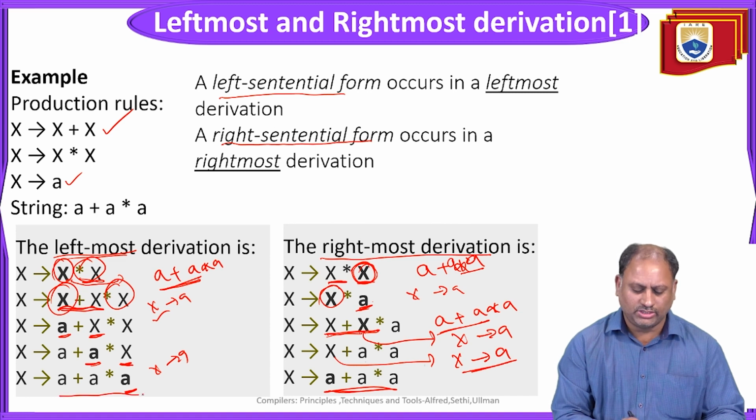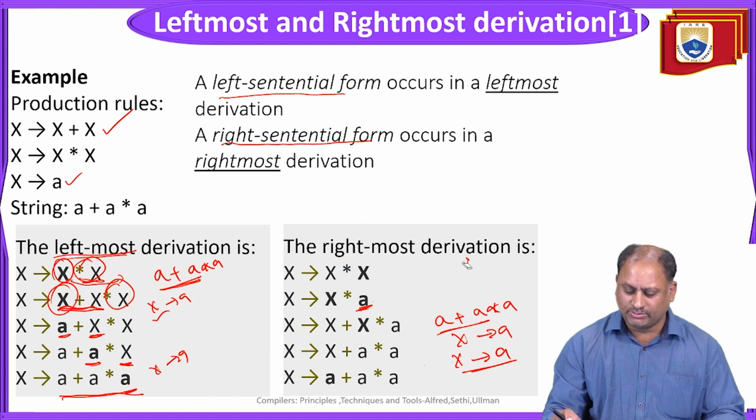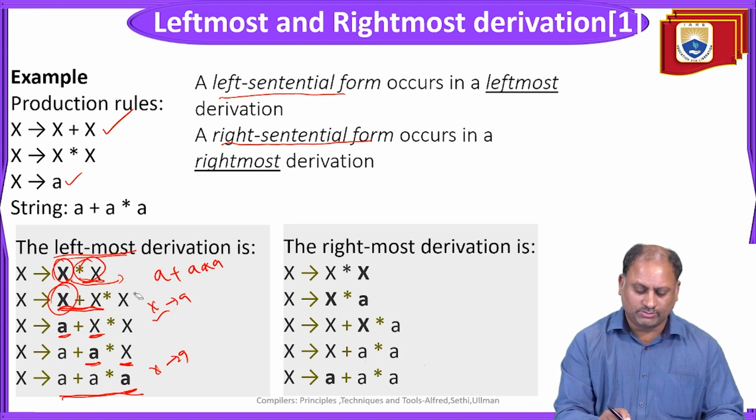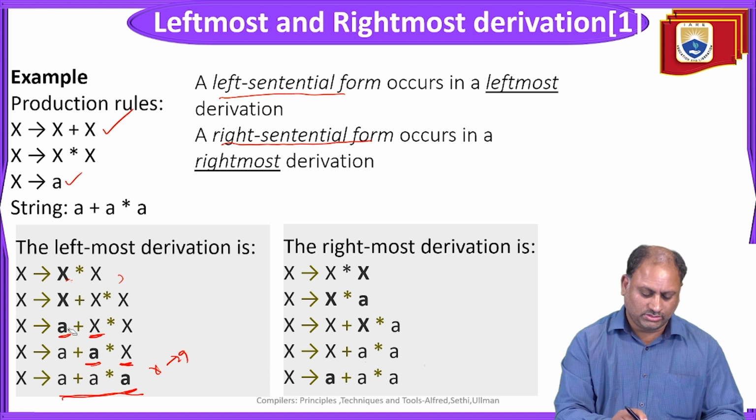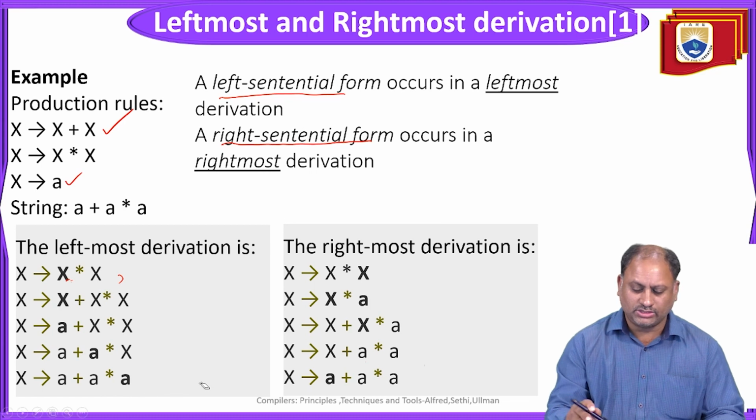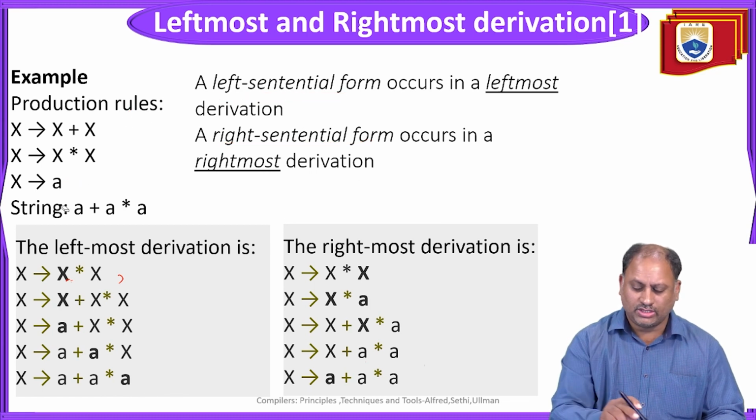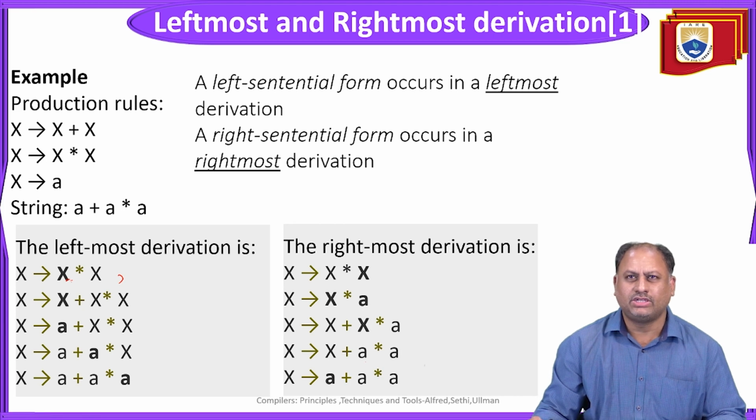So in this one also we are getting a plus a star a, and the result is the same. That means a plus a star a for the leftmost derivation, and a plus a star a for the rightmost derivation. This evaluation is done from left to right for one case, and from right to left for the other. That means left sentential forms we applied and reached the resultant string, and in this case we applied right sentential forms and reached the resultant string. So this x plus x star, this x star x, x star a, these are called the sentential forms of the rightmost derivations.